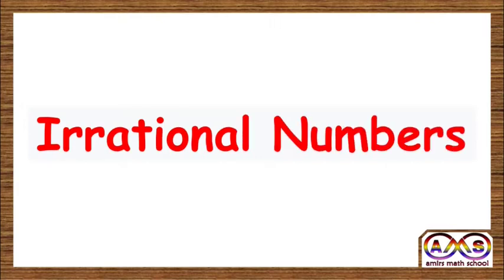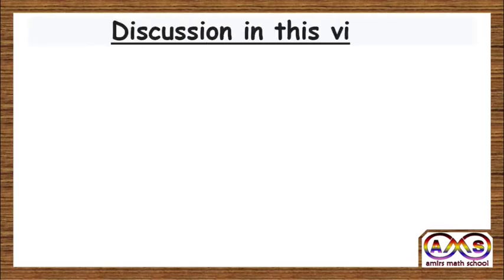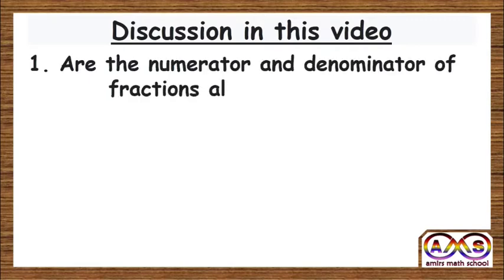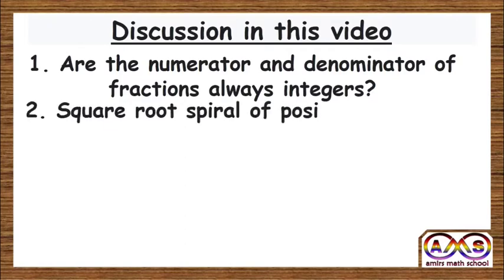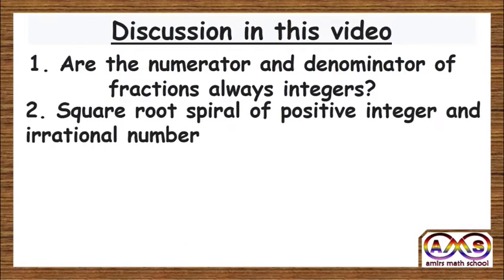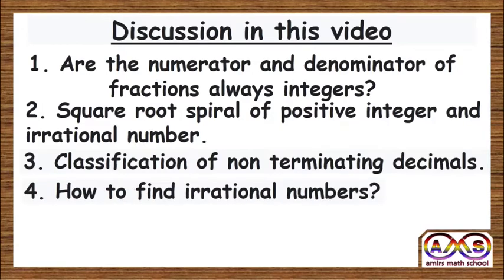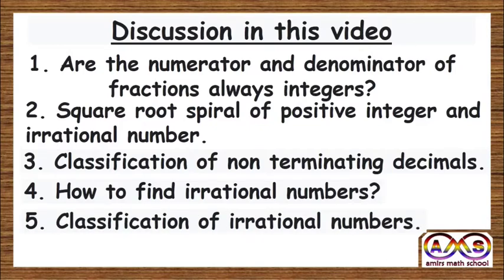Welcome to this video. The main focus of discussion in this video is irrational numbers. Number 1. Are the numerator and the denominator of a fraction always integers? Number 2. Square root spiral of positive integers and irrational numbers. Number 3. Classification of non-terminating decimals. Number 4. How to find irrational numbers. And lastly, number 5. Classification of irrational numbers.